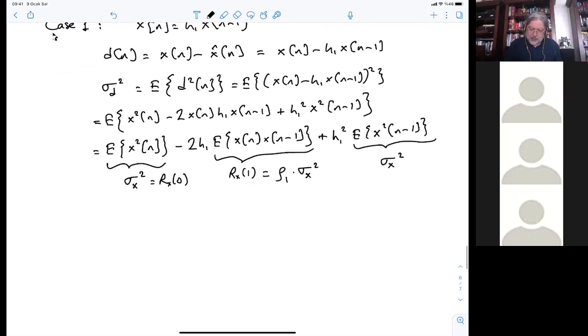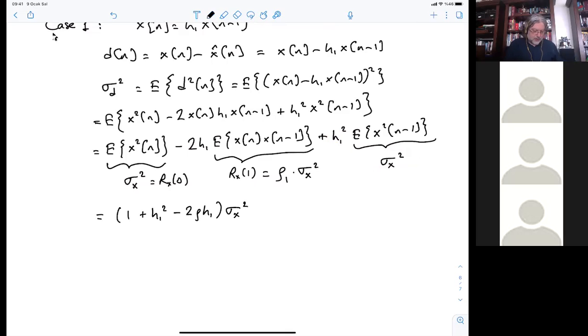Now, using these terminologies, we can write the whole thing by putting everything into a parenthesis of sigma x square. As you see, this term is sigma x square. This term is 2 times h1 times rho 1 times sigma x square. This one is h1 square times sigma x square. So let's put it in a parenthesis of sigma x square, and then it becomes 1 plus h1 square minus 2 rho h1 in parentheses, times sigma x square. So this is the error that we have.